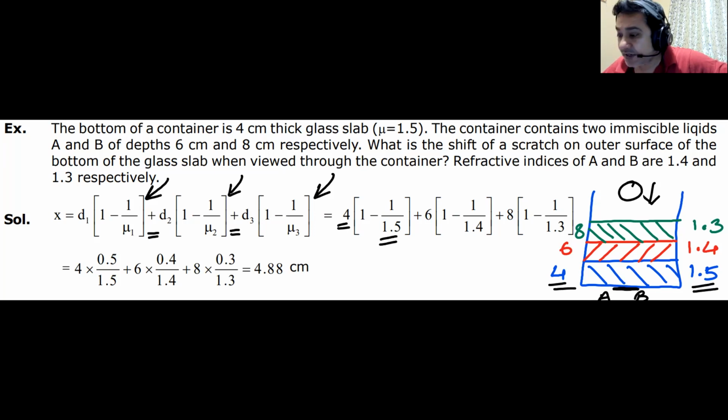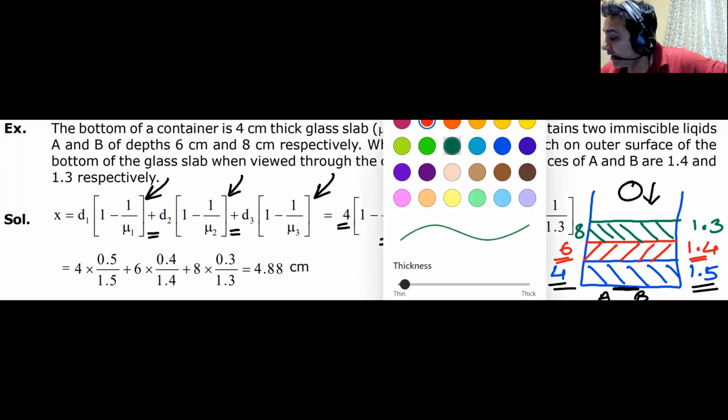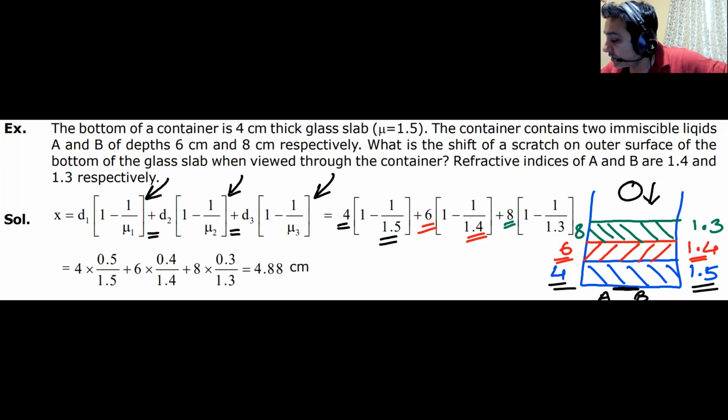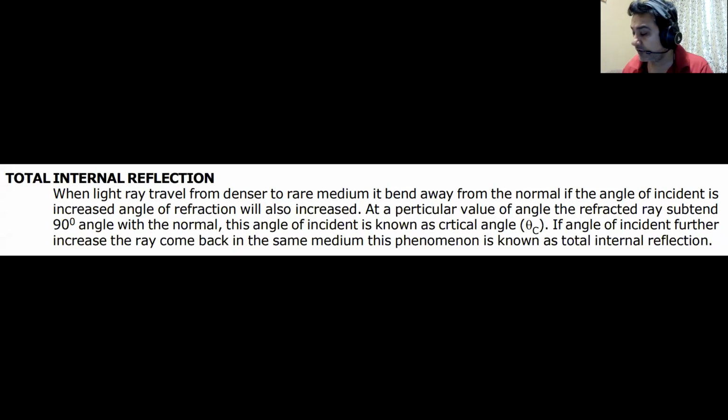Mu1 is 1.5. Do we understand this? Yes, sir. Then we have D2, which is 6, and mu2, which is 1.4. I put it there. Then I have D3, which is 6, and mu3, which is 1.3. I just put the formula, solve the equation, get the answer, and I stay happy ever after. I'll give you a minute to note this down. Then let's move on to the next topic.